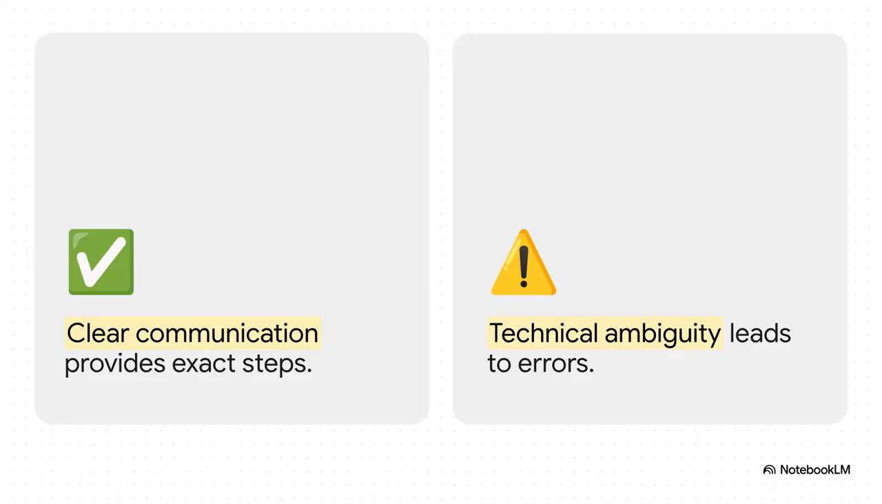And this brilliantly illustrates the sharp contrast between what humans think they just communicated versus what a literal machine actually processes. Clear communication provides exact, undeniable steps. Uncap the marker, place it in the center of the paper, move 6 inches to the right. But technical ambiguity, like just saying draw a line, leads instantly to errors. Treating a human like a literal computer exposes exactly where our natural language completely fails us in software development.